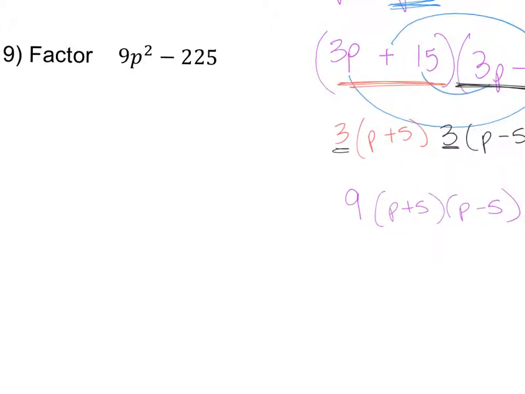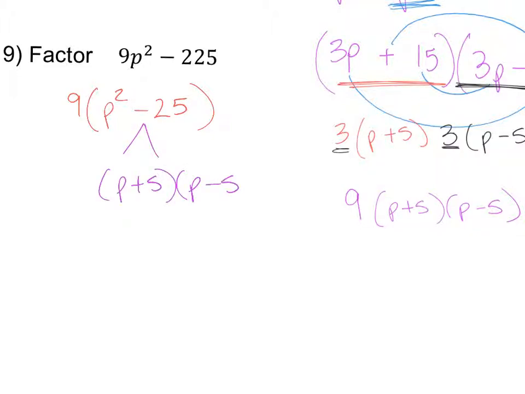Is there a GCF? Yeah. 9 is the GCF. If I factor 9 out, I'm left with p squared minus 25. Which then, I can see that this is the difference of perfect squares that I didn't even need a calculator for. And you get the same exact answer.